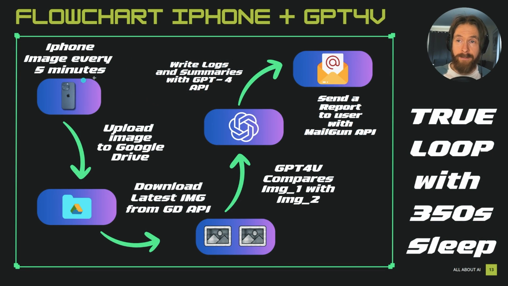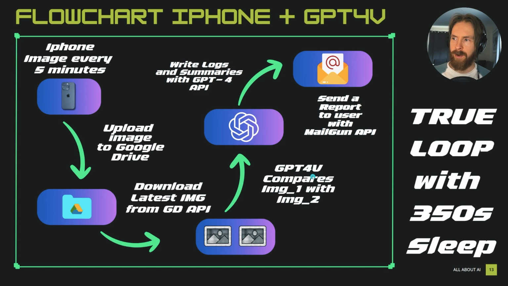So here we have the setup we just had a look at. This takes an image every 5th minute. The image gets uploaded to our Google Drive account. From that Google Drive account, we use a Google Drive API to download the latest images. These are processed with the GPT-4 Vision API that compares them. So we compare image 1 with image 2 in the first loop. In the second loop, we compare image 2 with image 3 and look for changes, right? So this we set with our prompt, as I will show you.